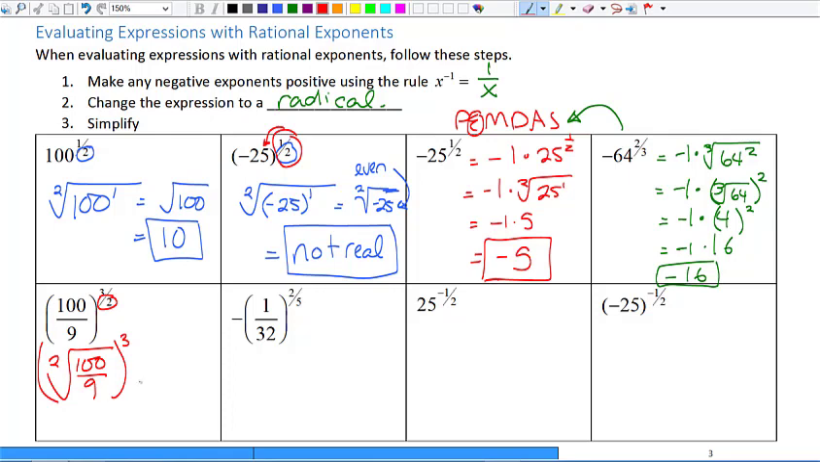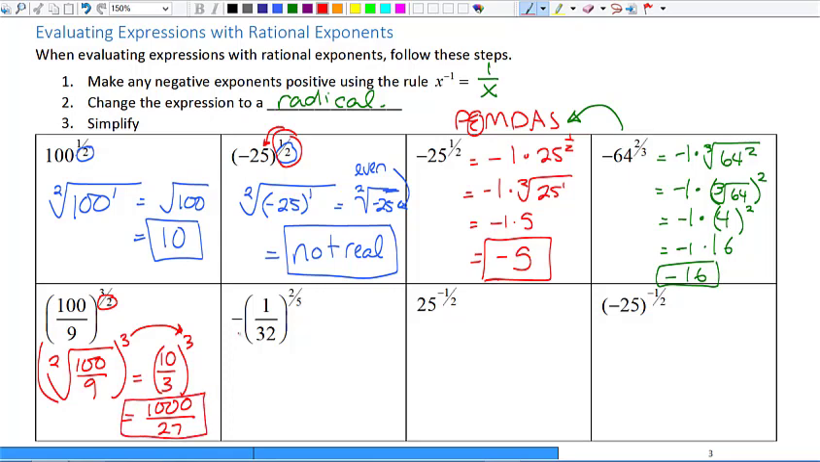The square root of 100 ninths: the square root of 100 is just 10. The square root of 9 is just 3. So the square root of 100 ninths is 10 thirds. And 10 thirds cubed, because I still haven't done the cubed part, is 10 times 10 times 10, or 1,000, over 3 times 3 times 3, which is 27.